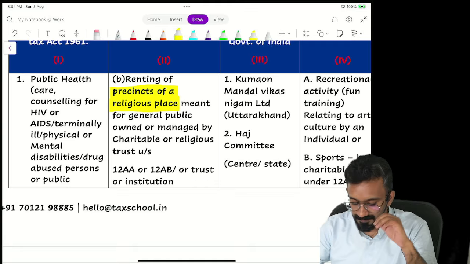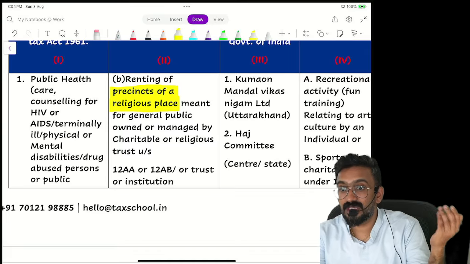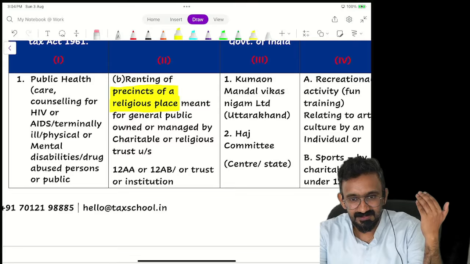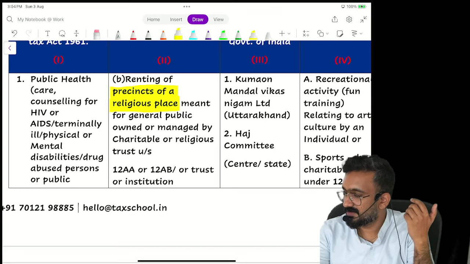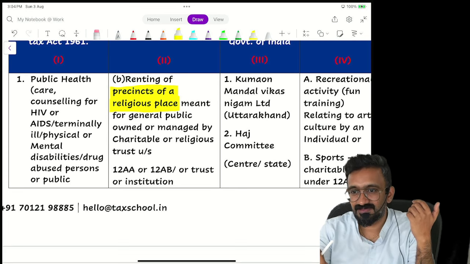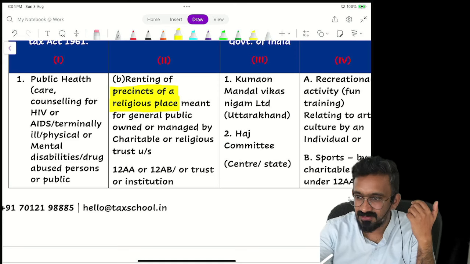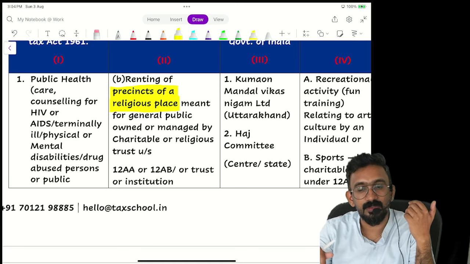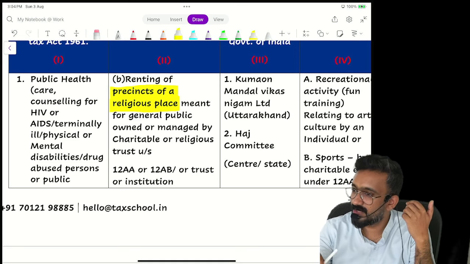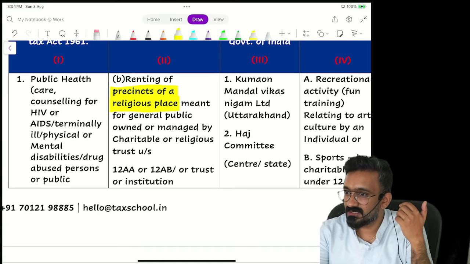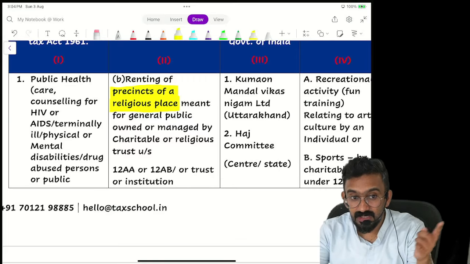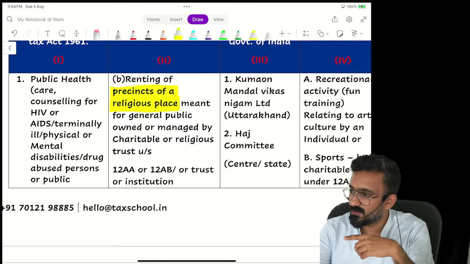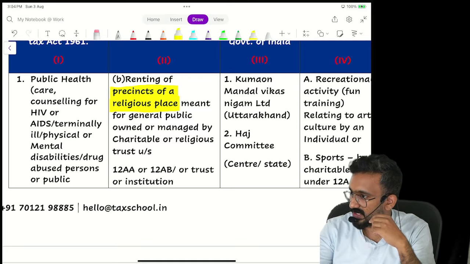They're saying that it should be in the outer boundaries of the religious place. To give an example, Tirupati temple has a space in Chennai, having a shopping mall inside it, and the shopping mall is paying rent to the Tirupati Temple Trust. Will they get exemption for that? No. It should be in the boundaries of the religious place. That's why they are saying precincts.